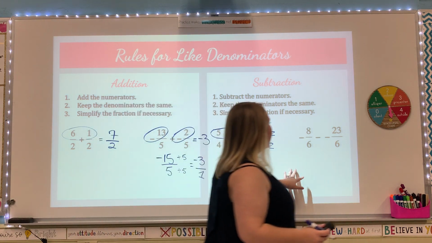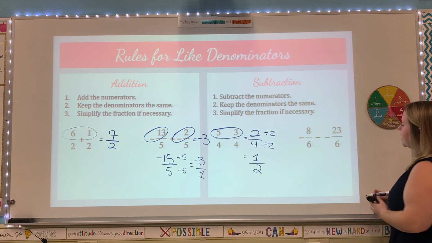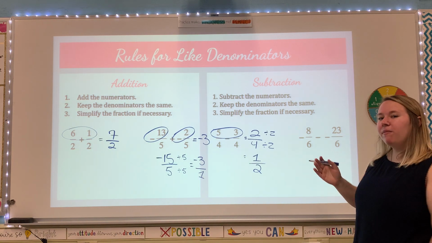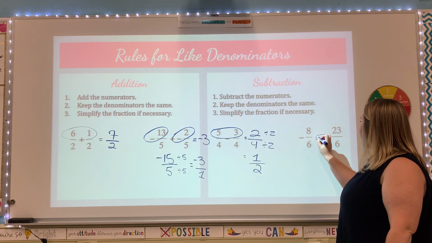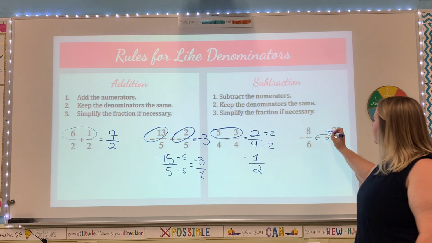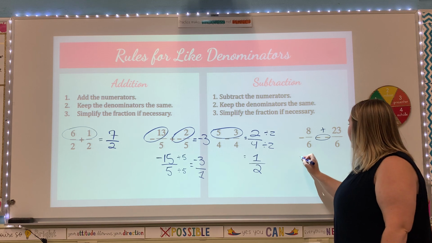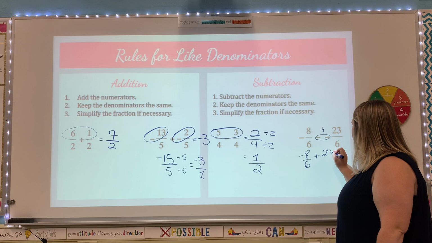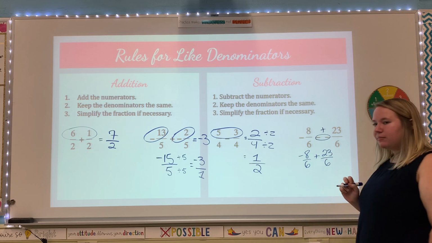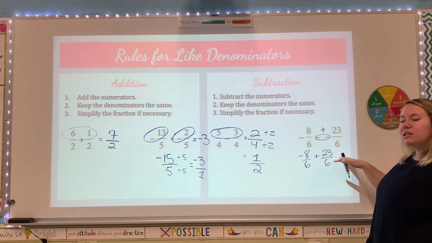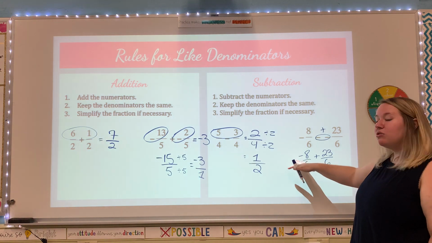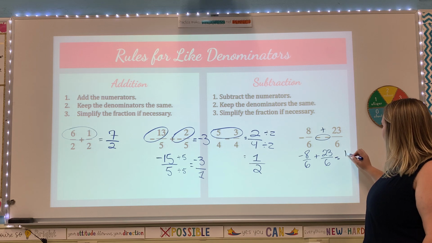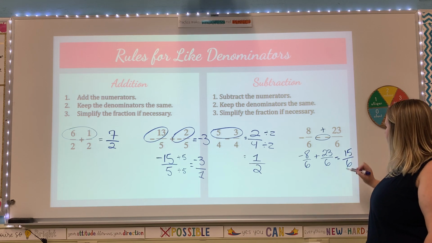For the last one here, I have negative 8 sixths minus a negative 23 sixths. If you remember from the last time, if we have two negative signs directly next to each other, this turns into addition. So we actually have negative 8 sixths plus 23 over 6. So 23 is the bigger number. I'm actually going to subtract 8 from here. So when we do that, I believe we get 15 over 6.